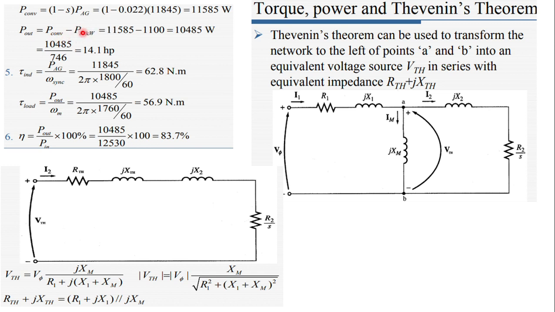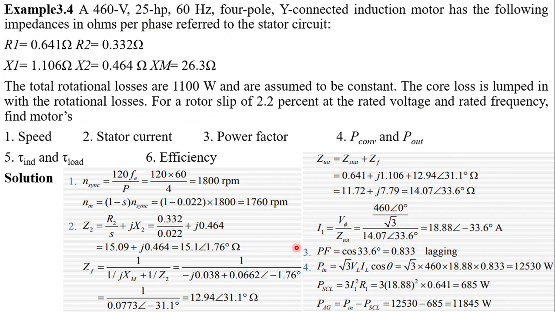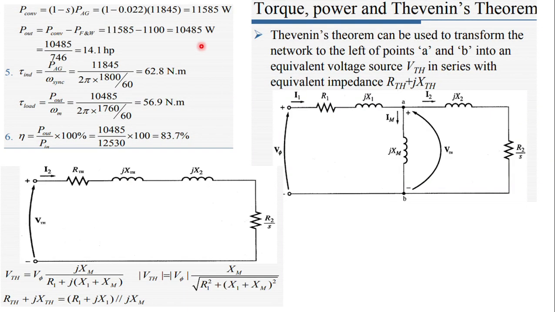So here is converted power. Friction plus windage is already given here. The friction plus windage is already given at 1100. Then finally the output power can be derived like this, and after that, to change into horsepower, we simply divide by 746 watt. So we can get 14.1 horsepower.